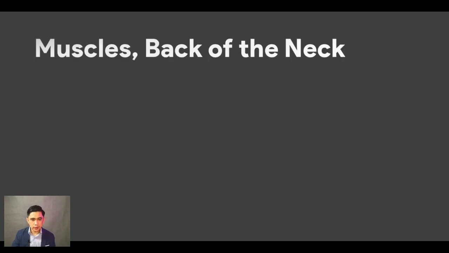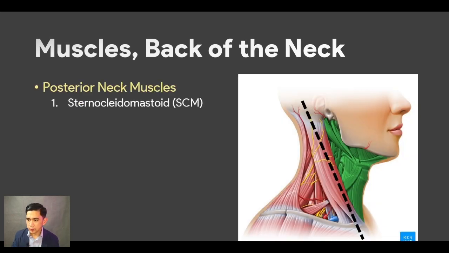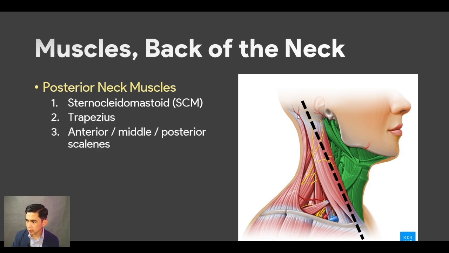Now, let's discuss the muscles at the back of the neck. So we have the sternocleidomastoid muscle, which we have already discussed. Next is the trapezius, this one. We have the anterior, middle, and posterior scalenes. It is deeper in both. And we have the semispinalis capitis and the splenius capitis muscles. Capitis means head, like capitate, decapitate. Capitate is head. And these two muscles are found near the head at the back here, which we will show later.